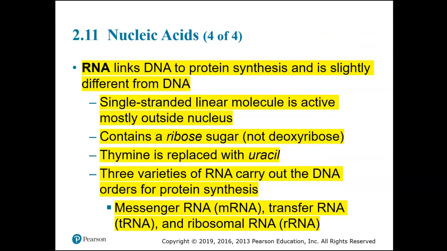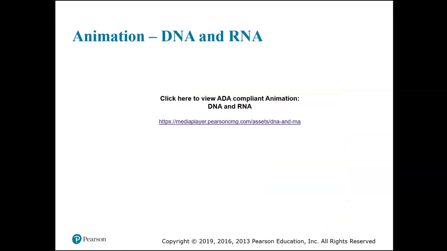Now, RNA is also used to kind of assist DNA in making protein, but the RNA is going to be a little bit different. It's going to be single-stranded. The sugar is different. It's not deoxyribose, it's ribose. And instead of a T or thymine, RNA contains U or uracil.